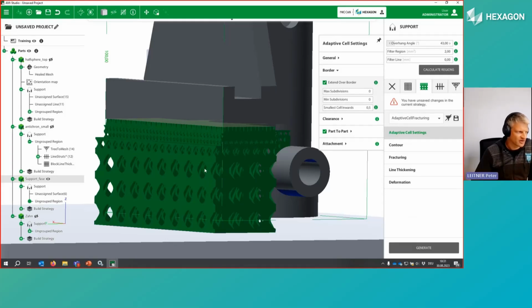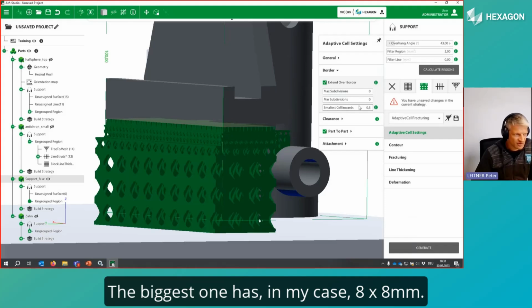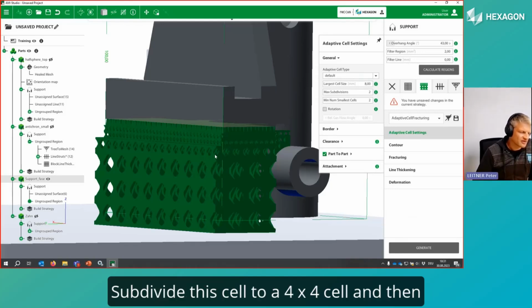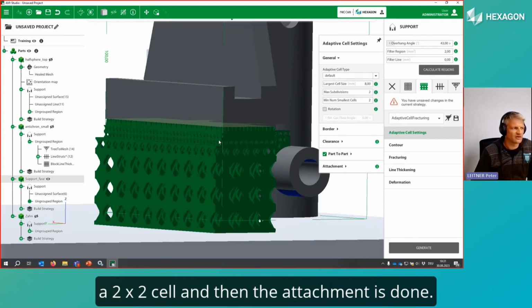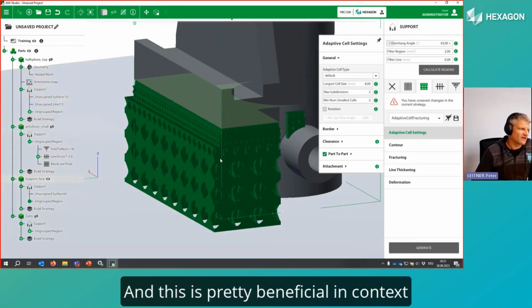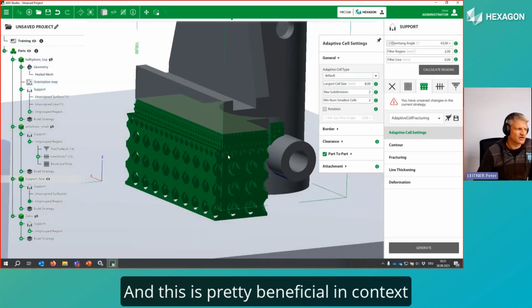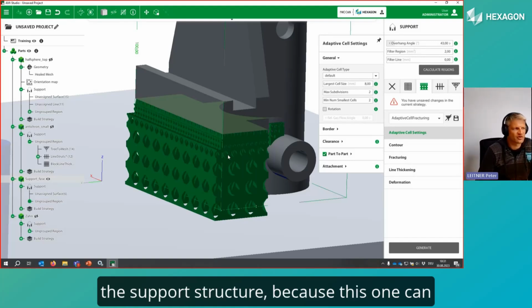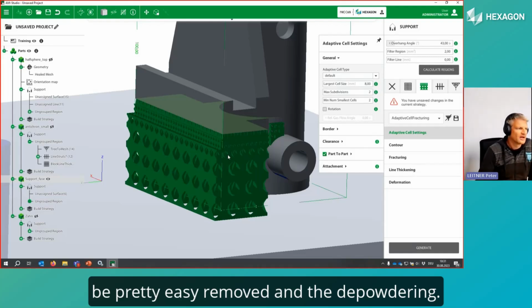So the biggest one has, in my case, 8 times 8 millimeters. Then I subdivide this cell to a 4 times 4 cell, and then a 2 times 2 cell. And then the attachment is done. And this is pretty beneficial in context of build time, support structure, removal of the support structure, because this one can be pretty easily removed.